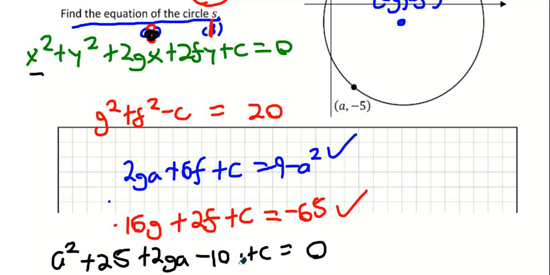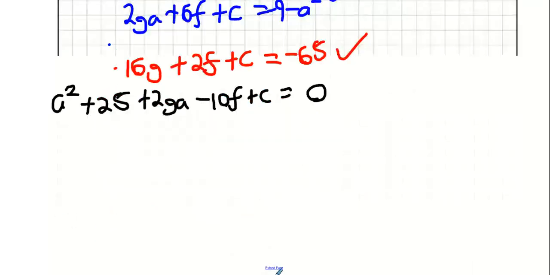Now, it's only now that I know what to do. Okay, I haven't practiced this one yet. It's only now that I realize what I'm going to do to finish this off, okay? Now, move the a squared and 25 over the other side. So what do we get? Yeah, exactly, right.